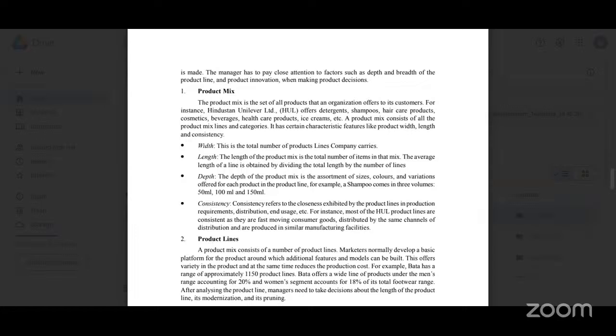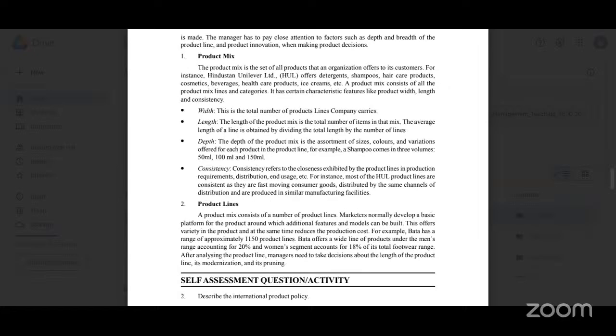So product mix consists of the set of all products that an organization offers to its customers. HUL offers detergents, shampoos, hair care products, cosmetics, beverages, healthcare products, ice creams, and the list goes on and on. So HUL is there in pretty much every type of consumer product or fast moving consumer goods that are there. So a product mix consists of all the product lines and categories. It has certain characteristic features like product width, length, and consistency.